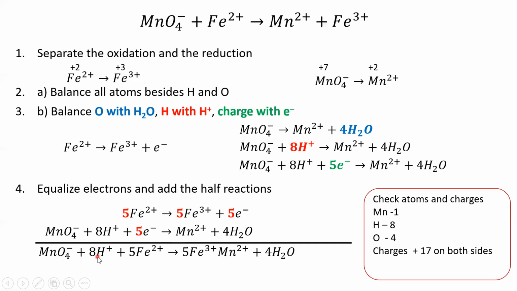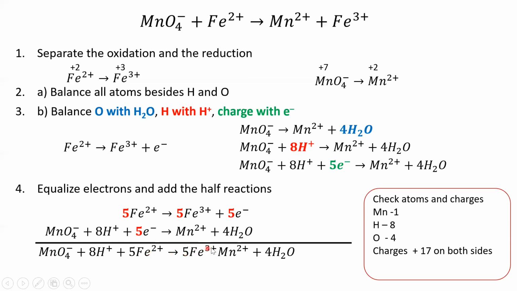8 hydrogens, 4 times 2, 8 hydrogens. 5 iron, 5 iron. Okay, so atoms are balanced. We've got a +8 and a +10. That gives us +18, -1. That gives us a +17 on the reactant side.